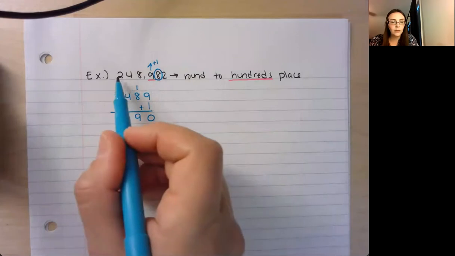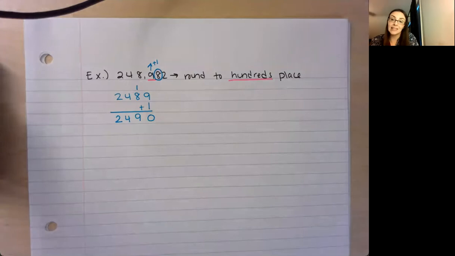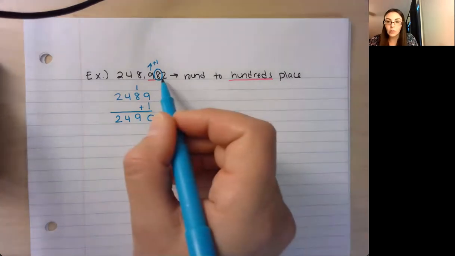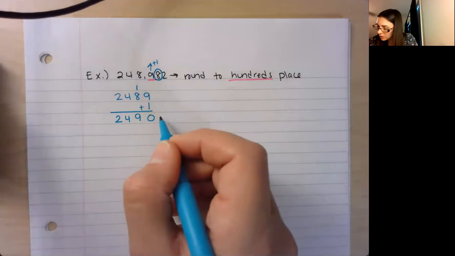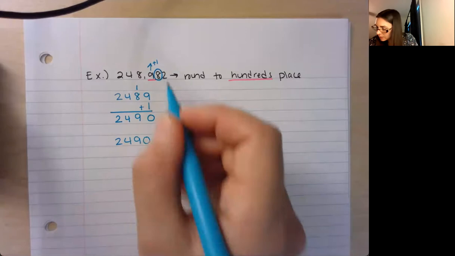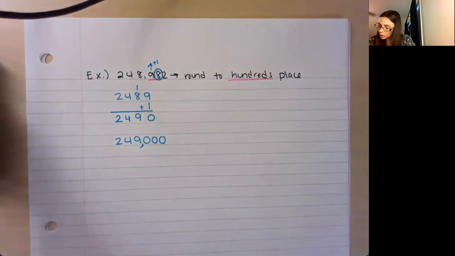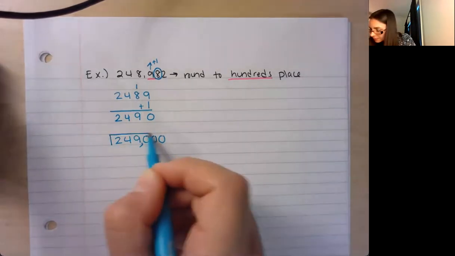So the first 4 digits here, the 2489, we bump it up 1 unit, becomes 2490. The 89 goes to 90. So we can still add the 1, it just involves carrying here. And then the 2 remaining digits have zeros attached. So I have the 2490, and then I'm going to attach 2 zeros for the 8 and the 2. So my answer here becomes 249,000.